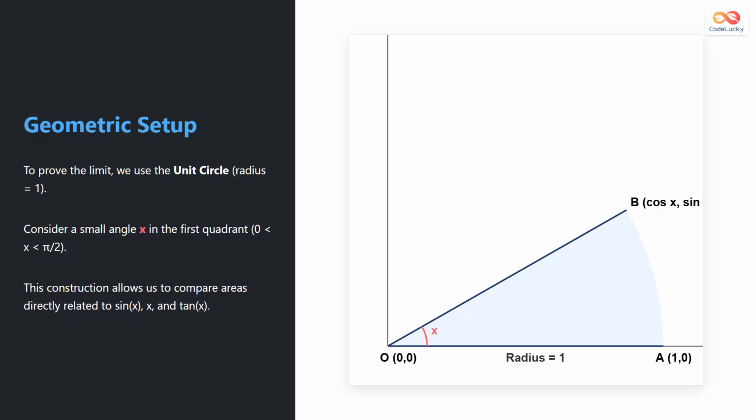To prove this rigorously, we need geometry. Here is a unit circle, meaning it has a radius of 1. We draw a small angle x in the first quadrant. This simple setup gives us points O, A, and B. We will use the areas of shapes formed by these points to create a comparison.